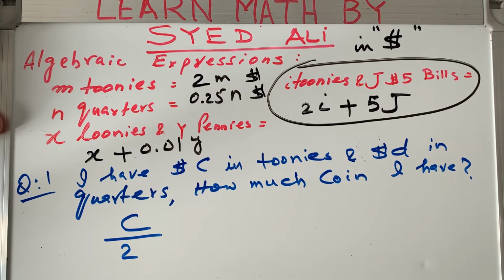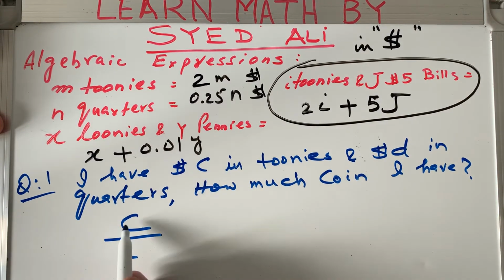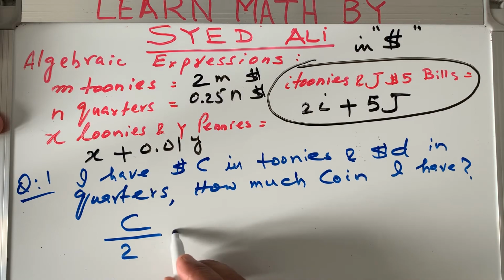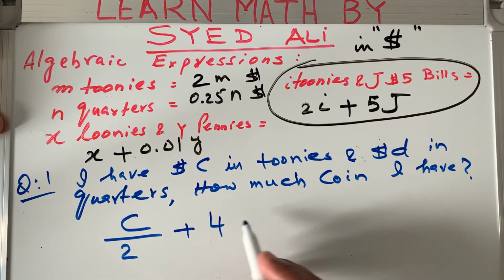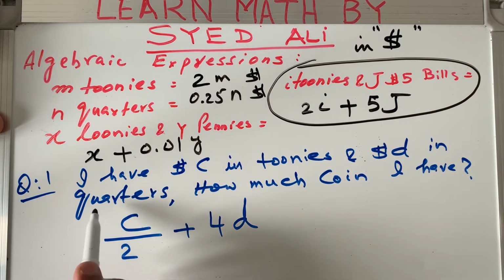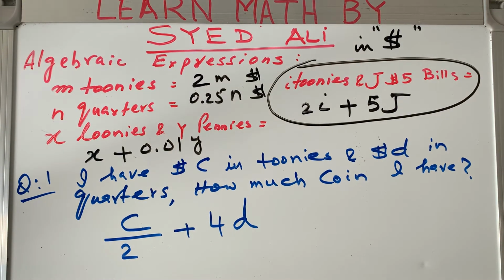If I have one C, then I will put 1 C, right? So I have 1/2 C, right? So I have C/2 plus, and however many D's I have, quarters I have, I have to multiply by D, right? Because this is a quarter. Quarter means 1/4. So whatever I have, I have to multiply that by 4.